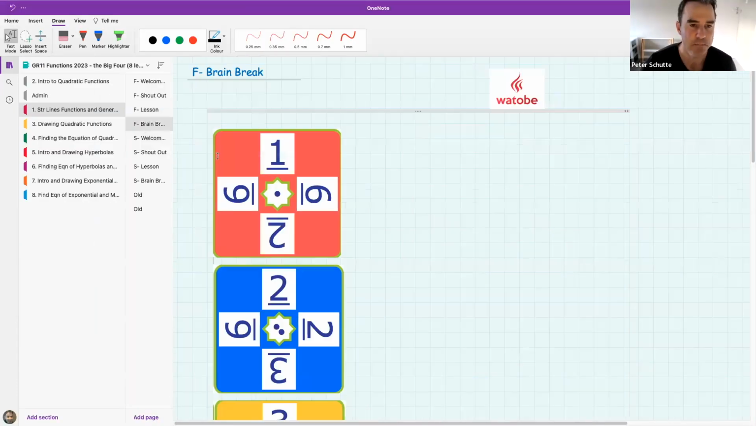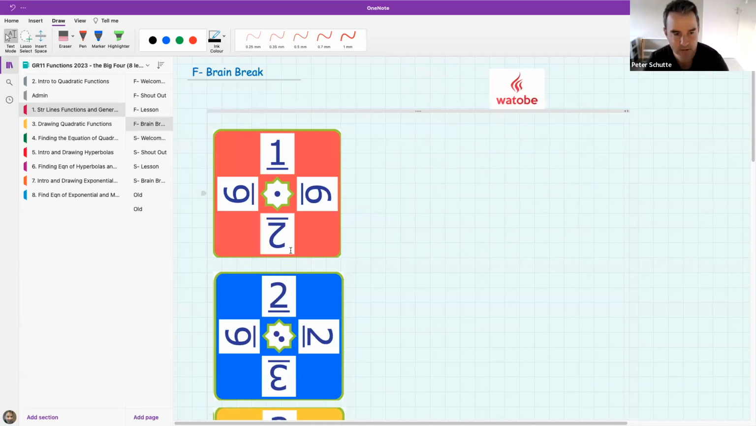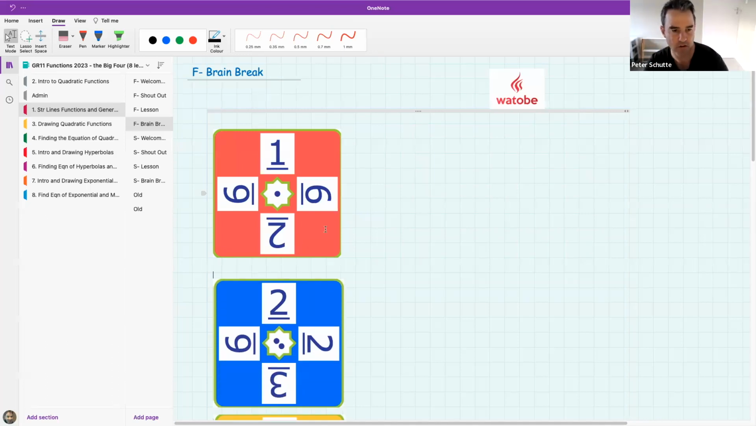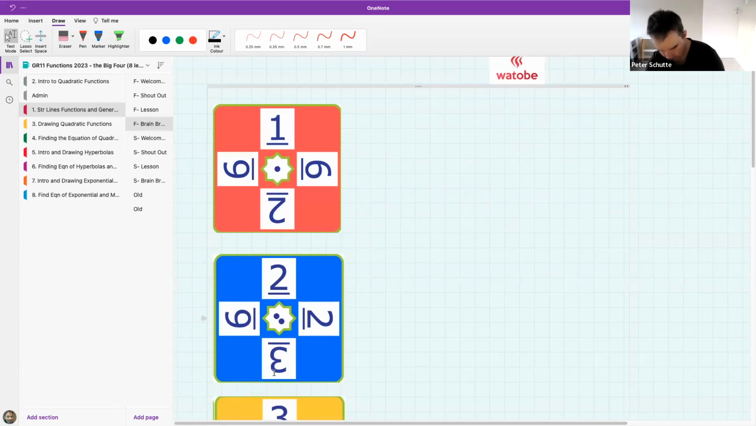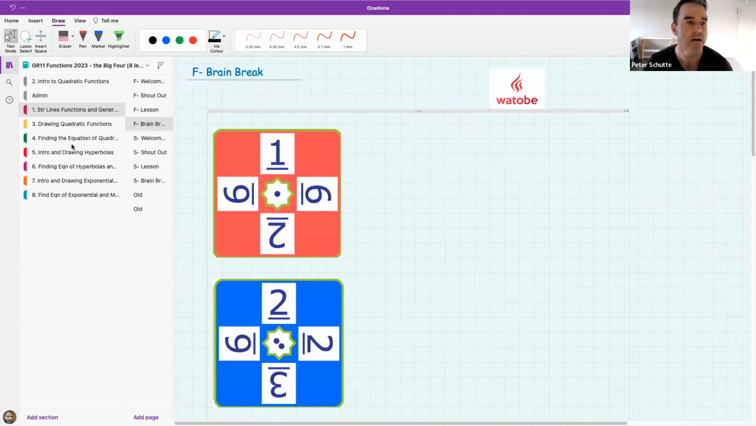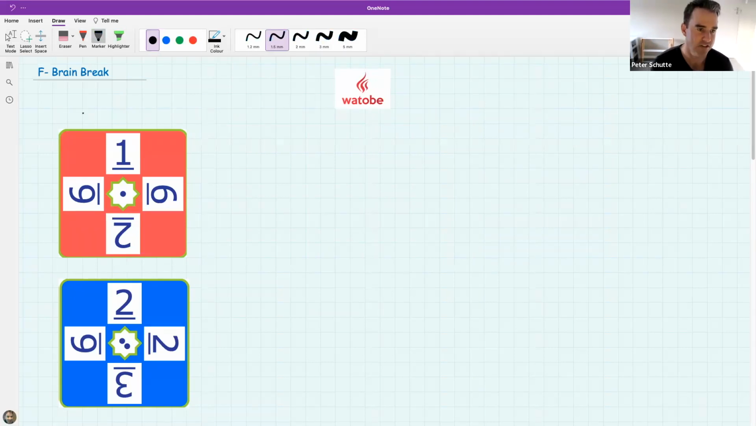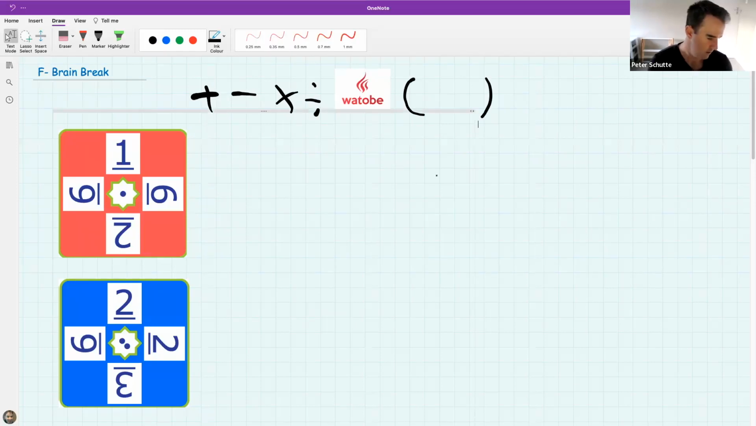And where are we here? Let's do a little brain break. So again, we like a bit of Math 24 for our brain breaks. So today we're going to do some of that. See if you can make 24 using these two cards. Well, first do the red one. Can you make 24 using just the red card? Use each number once, only plus, minus, times, divide, and brackets. See if you can do it.